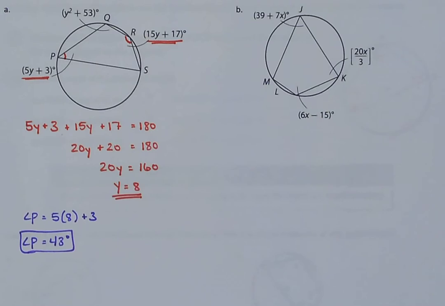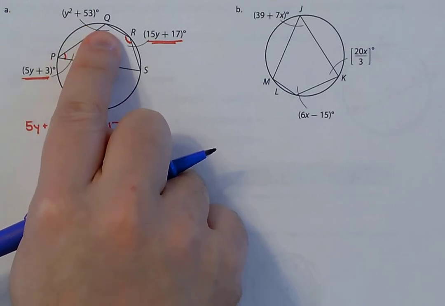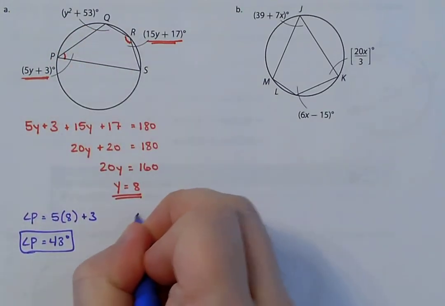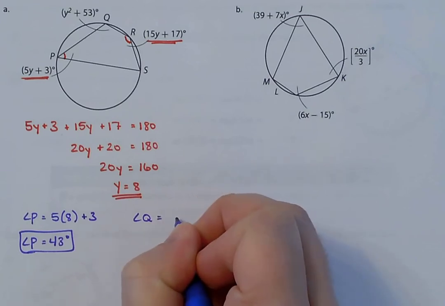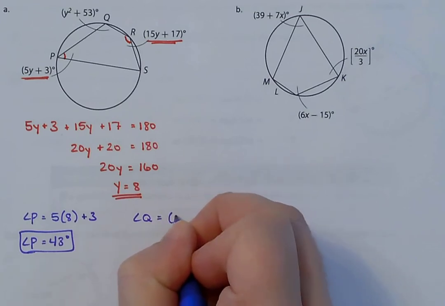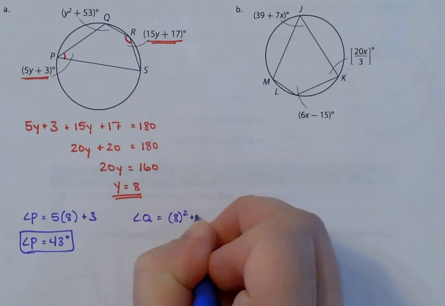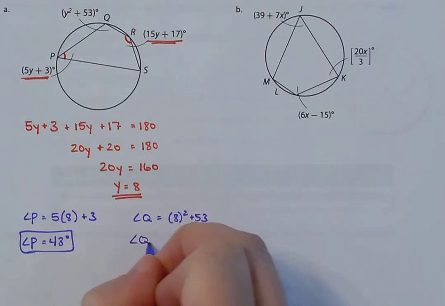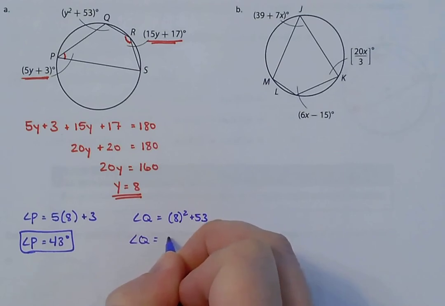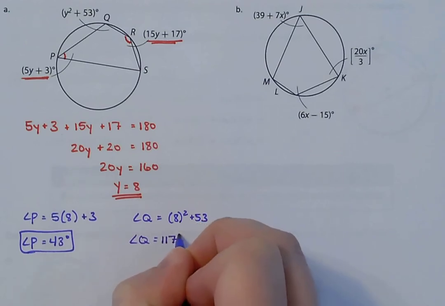Next, if we go through and figure out the measure of angle Q, so angle Q is y squared plus 53, so 8 squared plus 53. If you do 8 squared, you get 64. So 64 plus 53 is going to tell us that angle Q is 117 degrees.